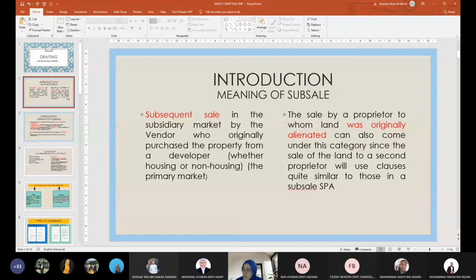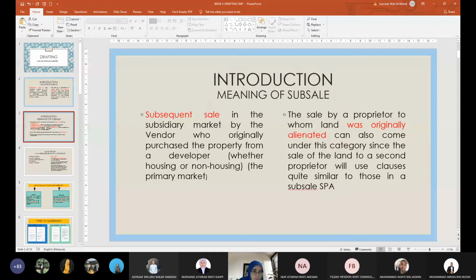Contohnya, you dapat sekeping tanah daripada kerajaan Selangor. You dapat satu keping tanah alienated to you. Tanah kurnia. Tanah yang dikurniakan oleh kerajaan negeri kepada you. So you dapat tanah tu. Now you want to sell this property yang you dapat sebagai tanah kurnia ni to another person. So this transaction juga kita panggil dia sebagai subsale transaction.